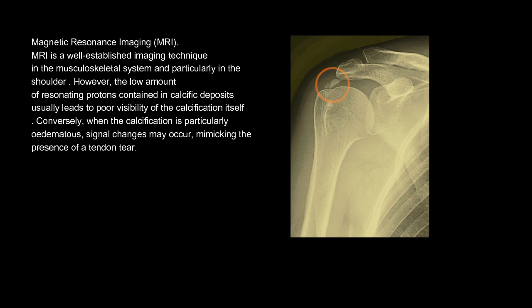Magnetic resonance imaging, MRI. MRI is a well-established imaging technique in the musculoskeletal system and particularly in the shoulder. However, the low amount of resonating protons contained in calcific deposits usually leads to poor visibility of the calcification itself. Conversely, when the calcification is particularly edematous, signal changes may occur, mimicking the presence of a tendon tear.